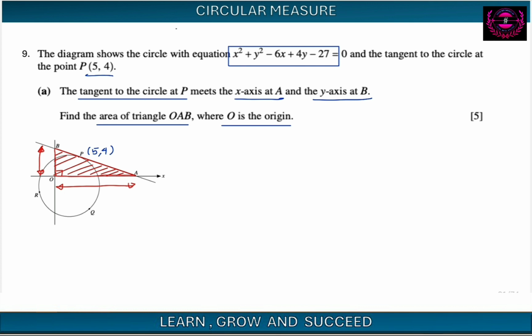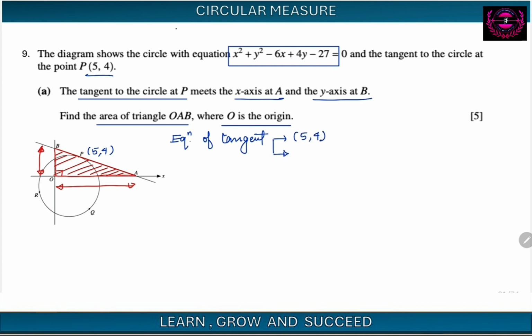So for that, I need to have the coordinates of A and B. If somehow I can find the equation of tangent AB, then I can have the points A and B. So first I will find the equation of the tangent. For the equation of the tangent, I need a point on the tangent, which is already given, which is 5, 4, and I need the gradient of the tangent.